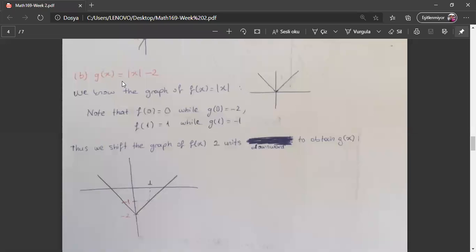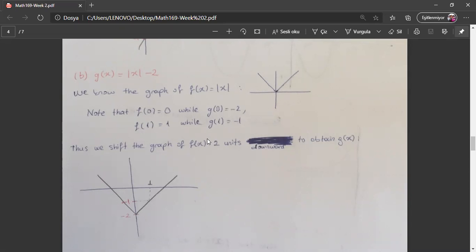So here we have g of x, which is defined by the absolute value of x minus 2. Remember, we solved this one's graph, which was like this. Again, we compute for some values. f of 0 is 0, and g of 0 is minus 2. And for 1, we solve that f of 1 is 1, and g of 1 is minus 1, right? We put x equals 1 and get minus 1.